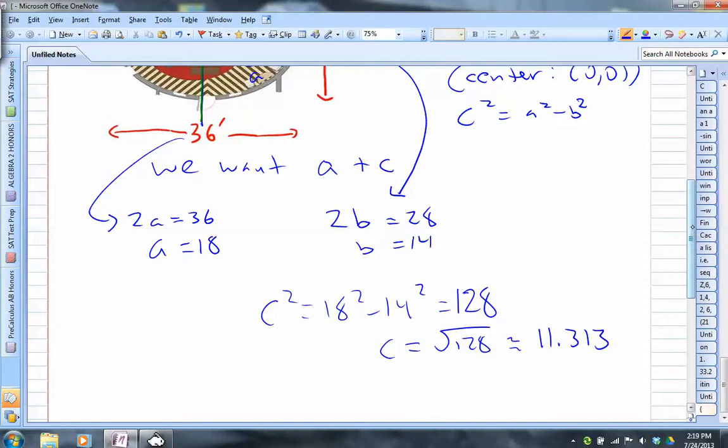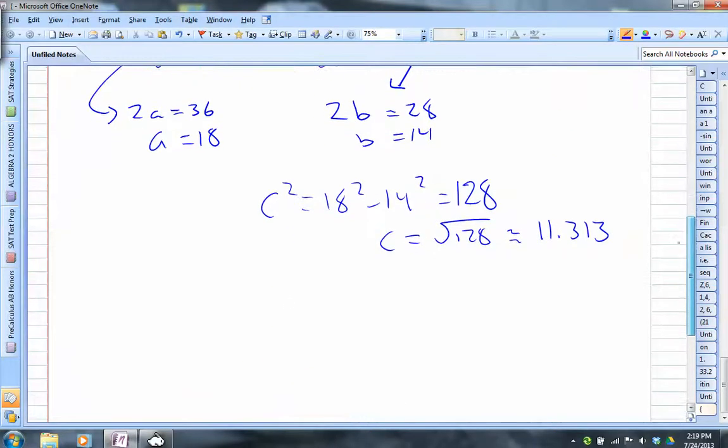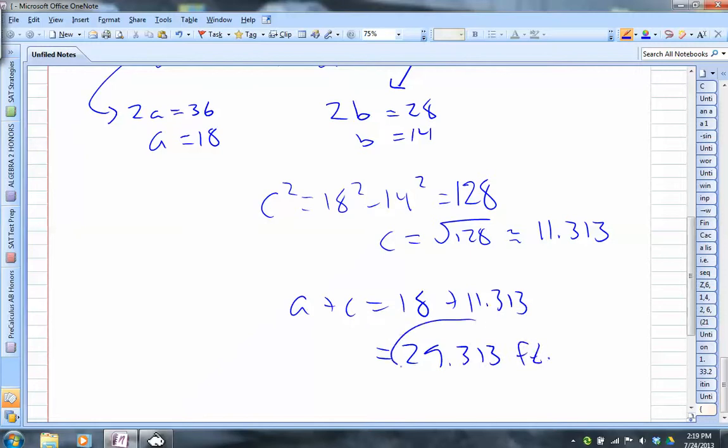And again, the distance between the fireplace and the president's desk will be a plus c, since again, a is the distance from the center to either horizontal endpoint, and c is the distance from the center to either focus, and of course the president's desk is at the focus so that you can hear everyone in the room. So a plus c, 18 plus 11.313, so we get 29.313 feet. And that is the distance between the president's desk and the fireplace in the Oval Office.